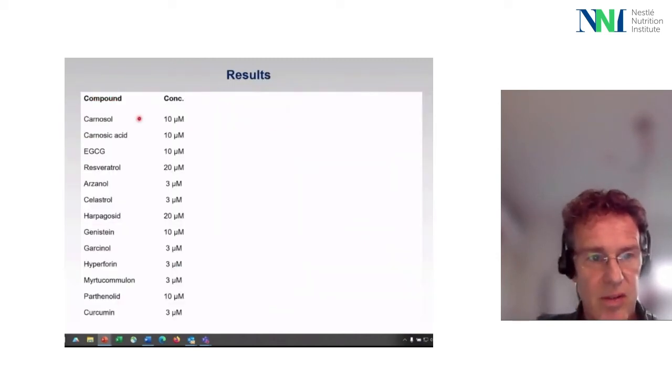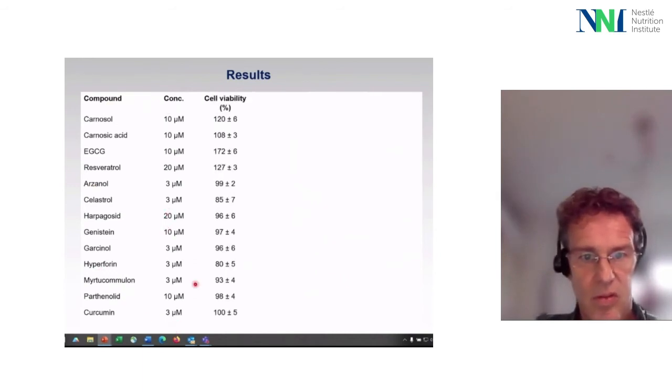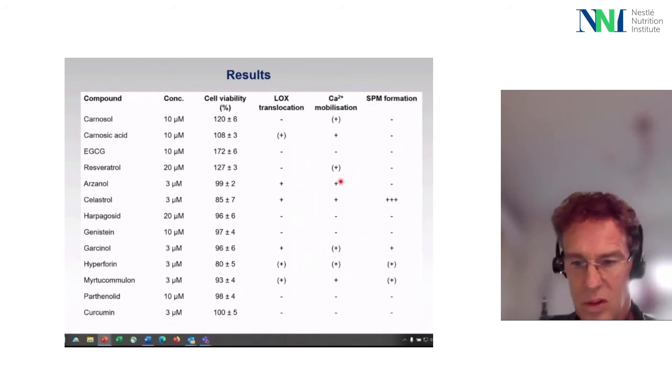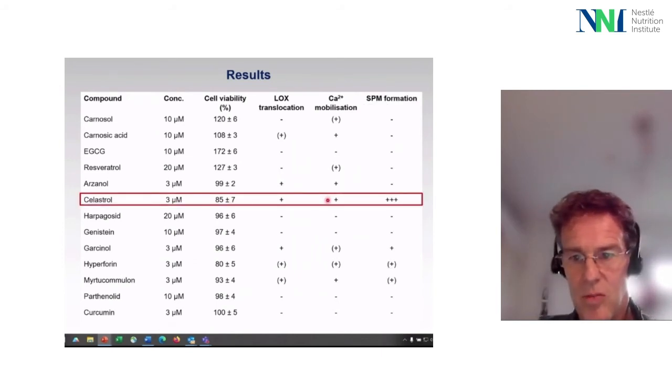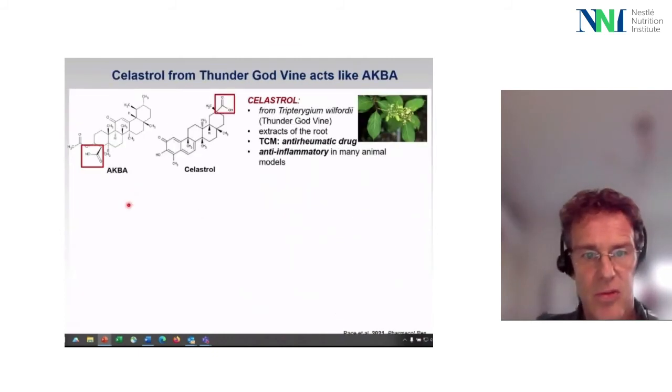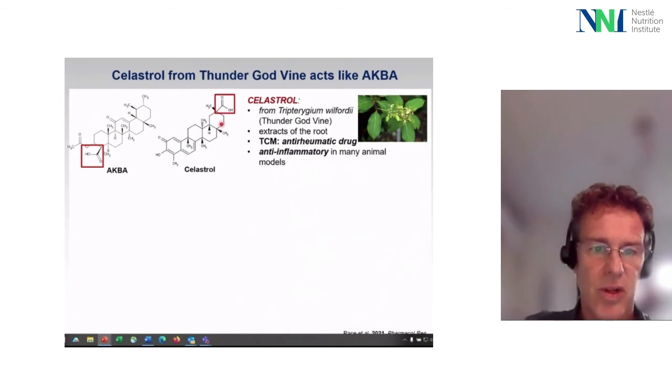And here are the results. Again, here we have the compounds, we have the effective concentrations, and you can see that none of them reduced cell viability significantly. Some of them really induced the LOX translocation to the membrane. Some also increased the intracellular calcium, and among all of them, one compound was highly effective to induce SPM formation, and this was celastrol.